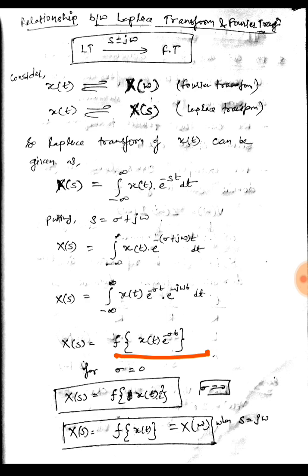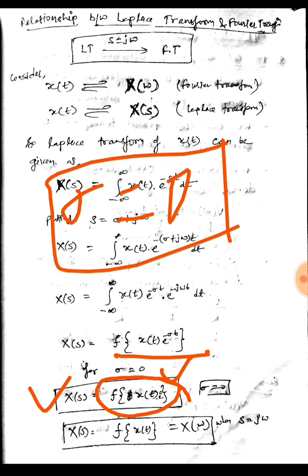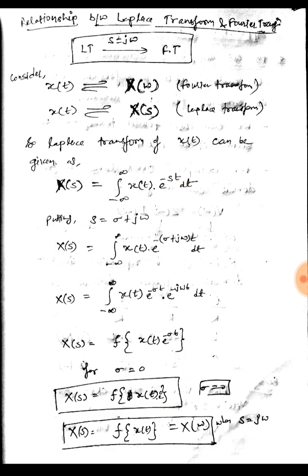If now I take sigma equal to 0, then the Fourier transform now becomes the Laplace transform. So the Fourier transform of x(t) for sigma equal to 0 is nothing but the Laplace transform in which s is equal to j omega, as sigma, the real part of the complex variable s, is 0. So this converts into Laplace transform.